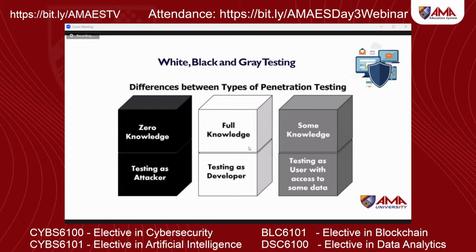So sa black box, zero knowledge talaga in testing as attacker. Okay? So white is, meron siyang full knowledge, and the attacker is testing as developer. And then in gray, limited ang knowledge niya, and then it is testing as user with access to some data only. Okay, so yun yung differentiation nung tatlong testing.